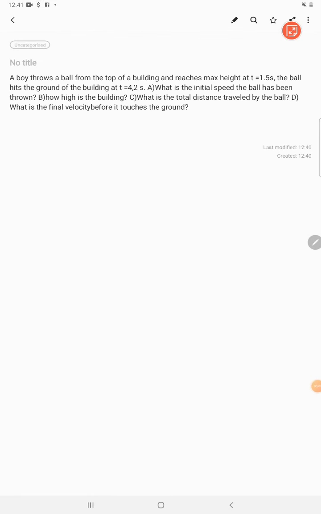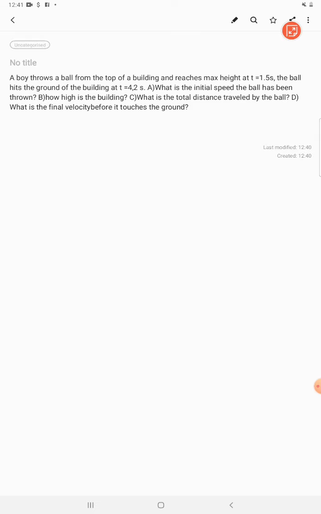Hello there. So this is our example this morning. A boy throws a ball from the top of a building and reaches maximum height at t equals 1.5 seconds. The ball hits the ground of the building at t equals 4.2 seconds.